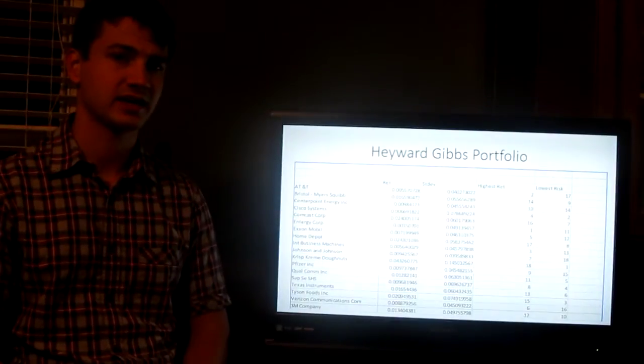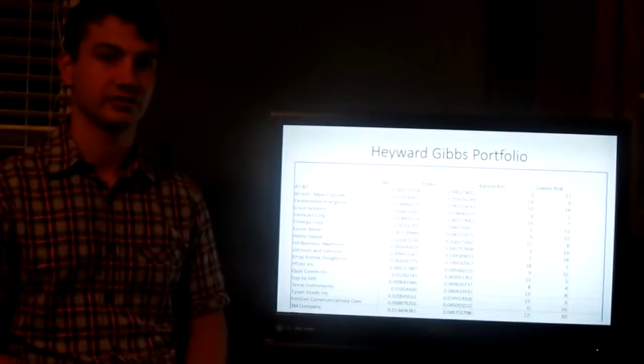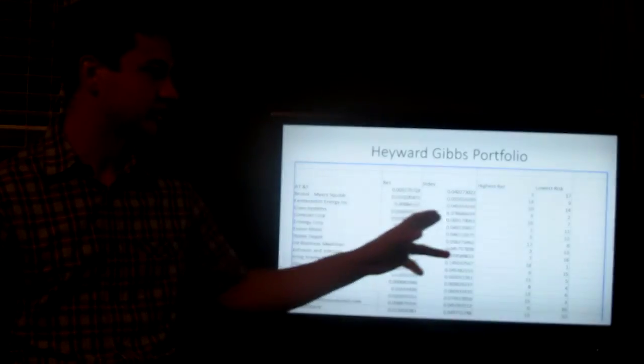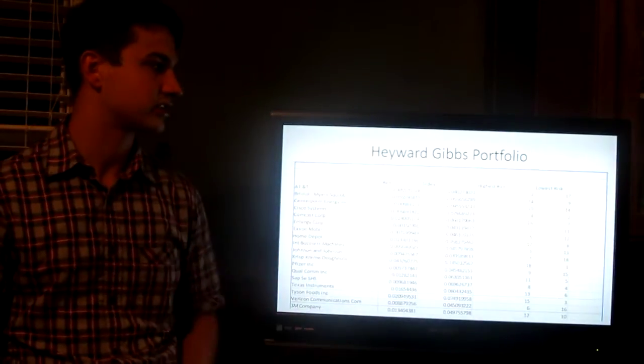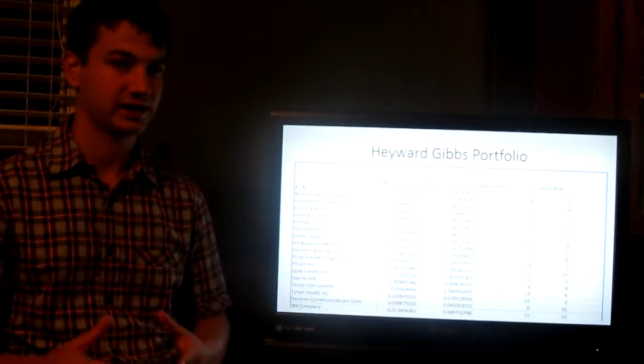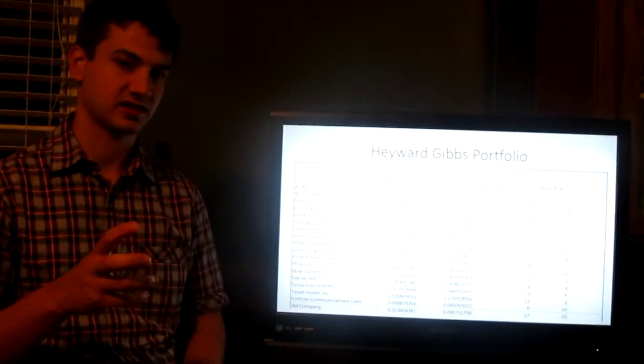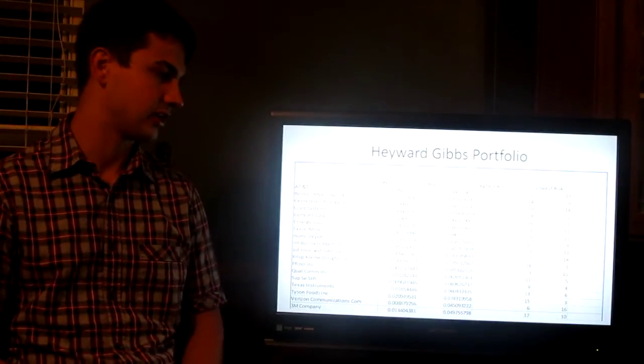From there, what I decided to do was get a 5-year monthly average of each individual stock. Once I found the return and the standard deviation, I ranked the returns on a scale from 1 to 18, 1 being the highest return, 18 being the lowest. Then I ranked the standard deviation also from 1 through 18, 1 being the stock with the lowest standard deviation, and 18 being the stock with the highest.